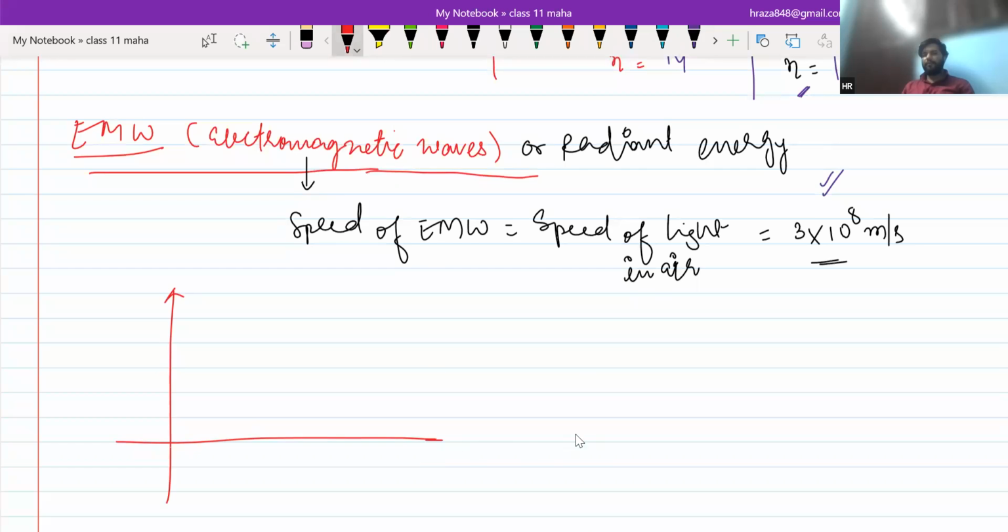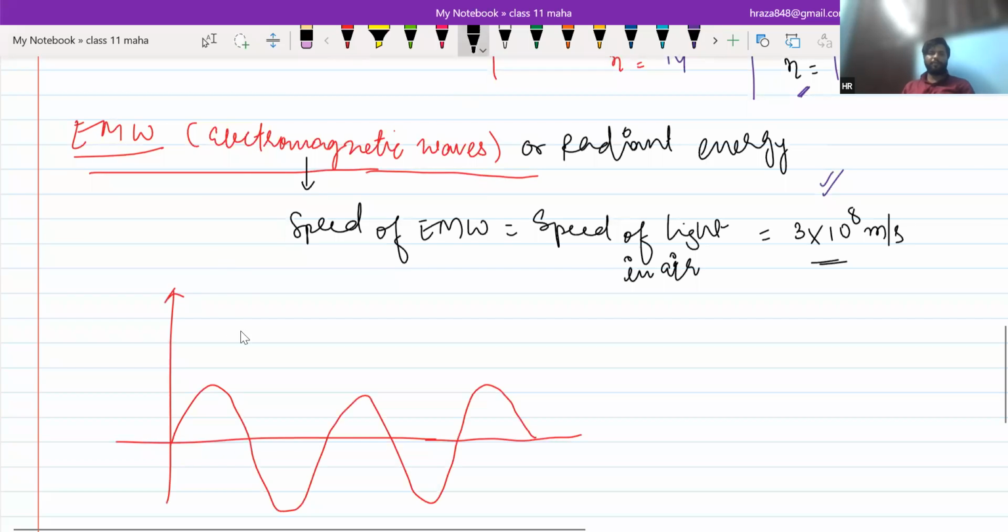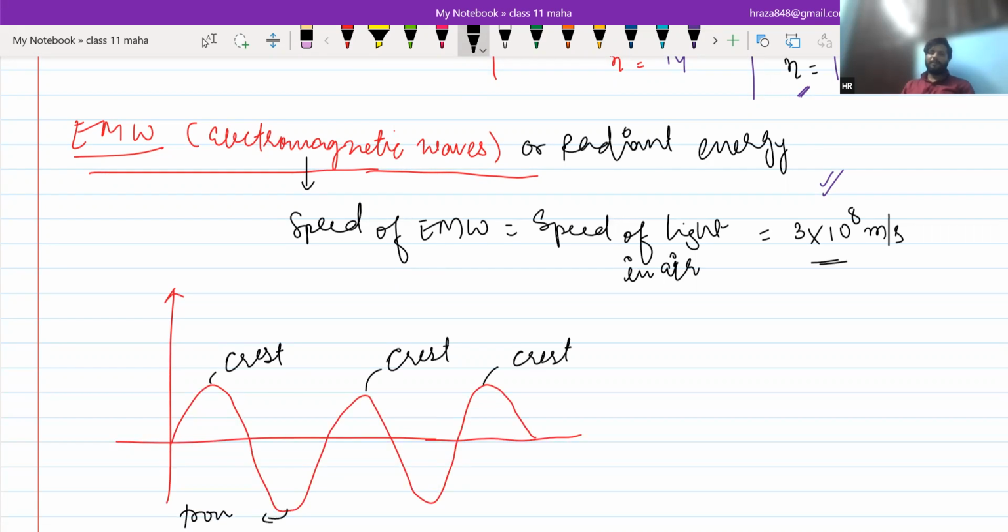Now there are some terms which are very important for a wave. I'm going to draw a wave-like structure like this. You have already studied in your previous classes that this is a crest, this is a crest, this is also a crest, and the downward parts are troughs, this is a trough, this is a trough, this is also a trough.